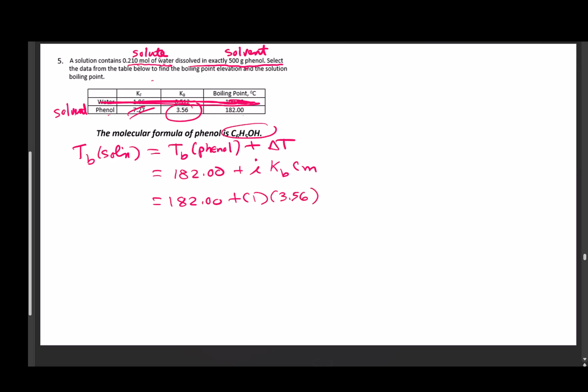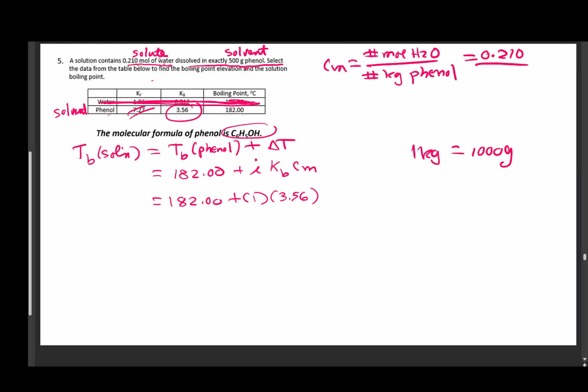And our molal concentration, not given explicitly, our Cm is going to be the number of moles of water over the number of kilograms of phenol. It says 0.21 moles of water. And 500 grams of phenol is how many kilograms of phenol? Half a kilogram. Okay. So 0.21 divided by 0.5, wouldn't that be equal to 0.42?